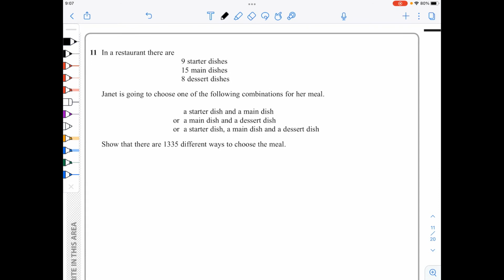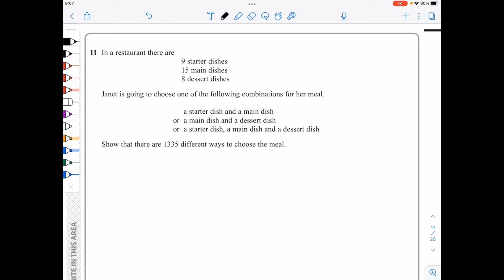Question 11. In a restaurant, there are 9 starter dishes, there are 15 main dishes and 8 dessert dishes, and Janet's going to choose one of the following combinations. It could be a starter and a main, or a main and a dessert, or a starter, main, and a dessert. And we need to show that there are 1,335 different ways to choose the meal.